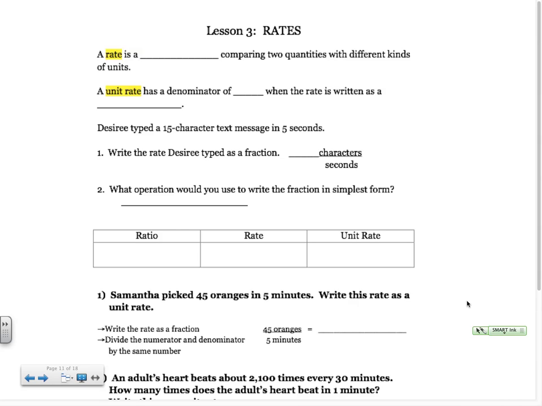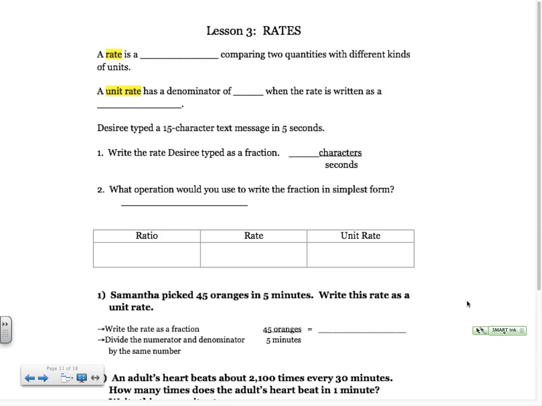Another way of looking at rates is when your parents are driving, they may check how many miles they're able to drive to the gallon. That's a rate as well, miles per gallon. So you know a little bit about rates. So let's look at the definition.